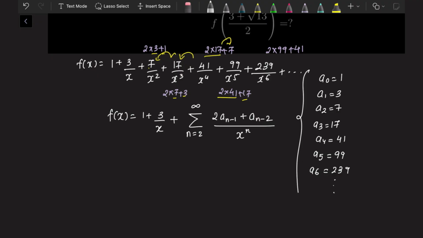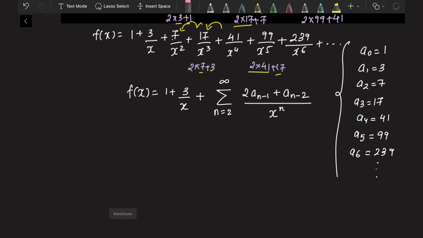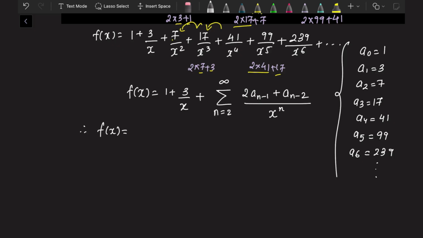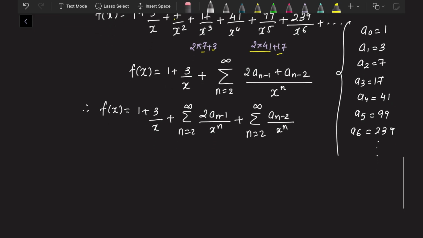Okay, now again I have reached over here, then again stare at this. What can you do next? Just stare. So what I thought is to separate the denominator in that particular summation. We will get something like this, that f of x is equal to 1 plus 3 upon x plus the summation n equals 2 till infinity 2 times a n minus 1 upon x raised to n plus the summation n equals 2 till infinity a n minus 2 upon x raised to n. Okay, now just plug in the values of n and see what happens.